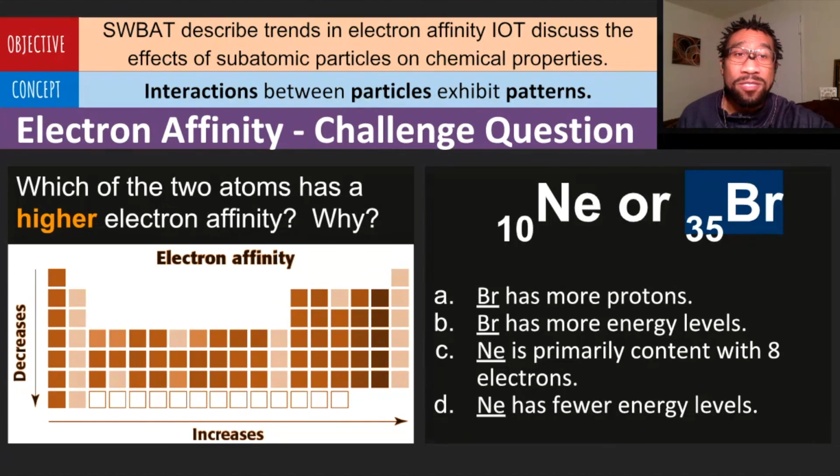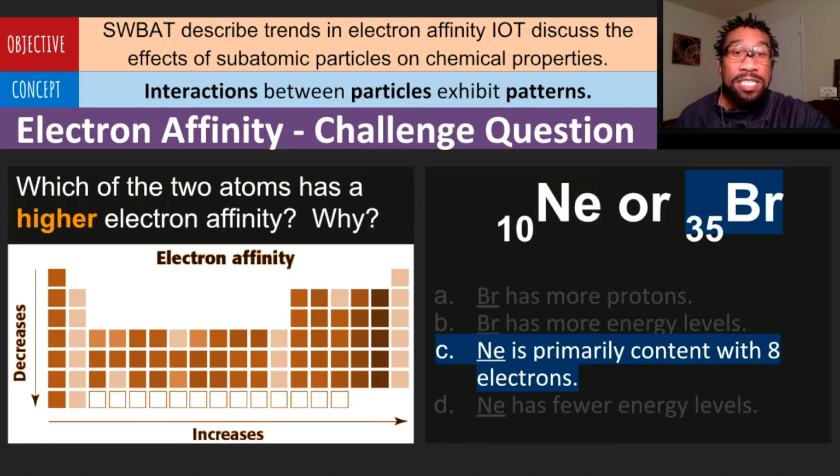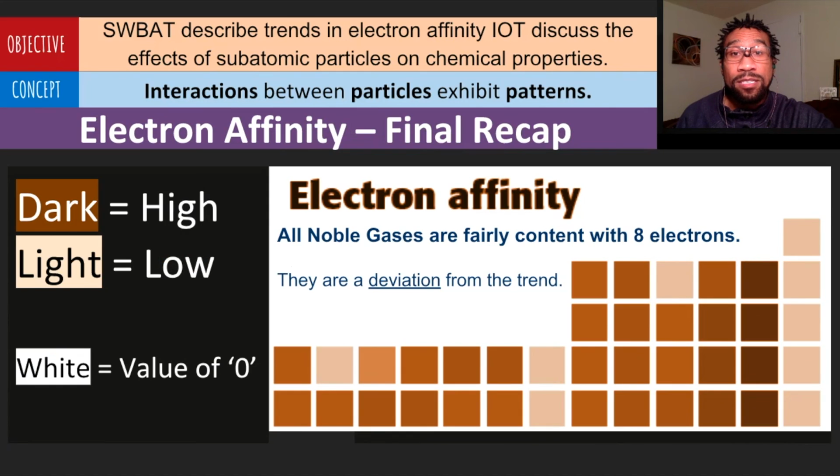It actually breaks the trend where the electron affinity increases from left to right. And so the reason why bromine has a higher electron affinity is because it's missing an electron, and neon is primarily content with already having 8 valence electrons. So it is not going to be as excited about receiving an extra electron. And that's the thing about the noble gases that I want to leave you with, is that the noble gases, all of them, are content with their 8 electrons. Okay, so it's going to be very difficult to convince them to get more, and they're not excited about receiving more. So they are actually considered a deviation from the trend.